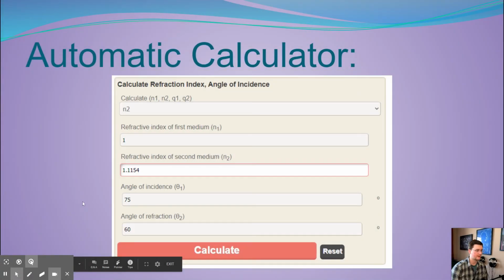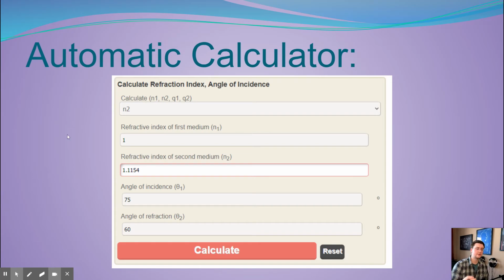And we should find it to be 1.1154. And now there's not a unit for this because it's a ratio. It's telling us that our light traveling through this will be slowed down by a factor of 1.11. So it'll go a little bit slower than it would in the air.